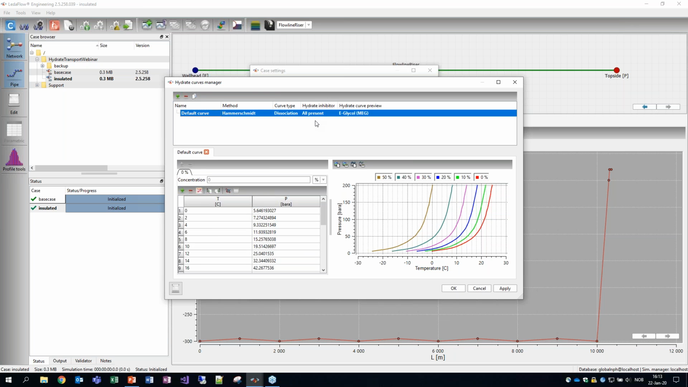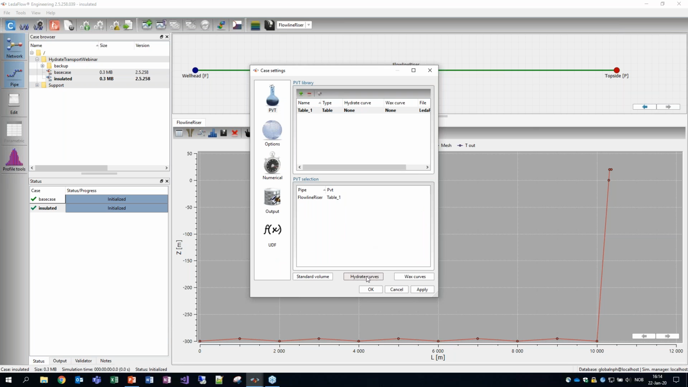LedaFlow can, for instance, use methanol as a hydrate inhibitor, and at the same time also take into account other hydrate inhibitors like glycol, or even the presence of salts. The default curve looks reasonable, so we can see that this is quite typical. Normally for a simulation, you would make your own hydrate curve using PVT software, but we'll skip that in this demonstration.